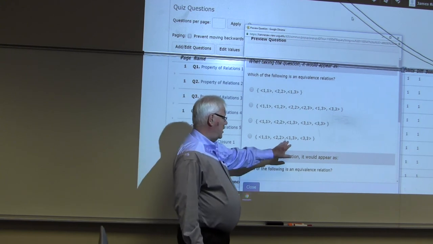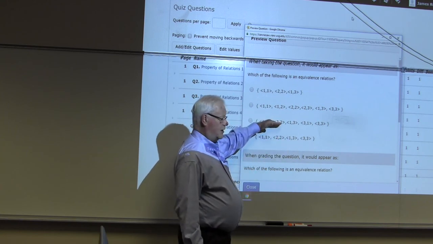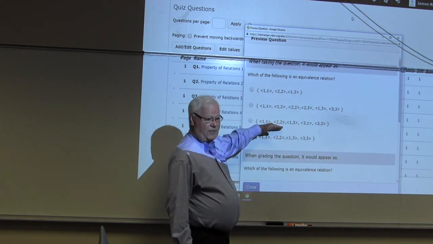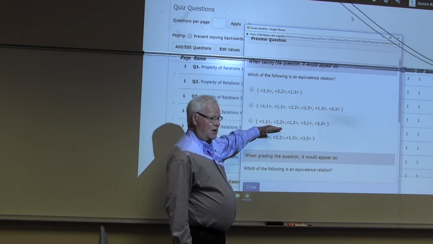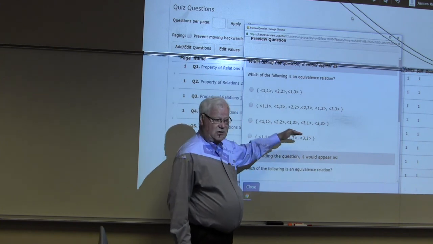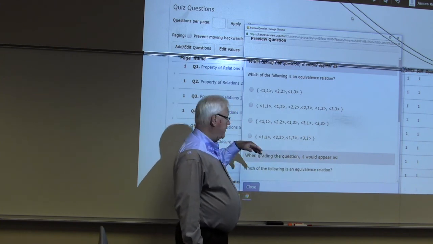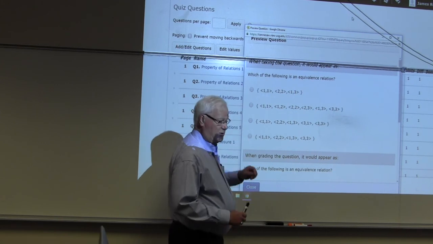And down here, notice I have 1 to 3, but I don't have 3 to 1, so it's not symmetric. So this is the right answer. It's the right answer, but be careful. The reason it's the right answer is because the transitivity is true because the beginning of the chain is not there. But it is reflexive and it is symmetric. So that would be your answer.